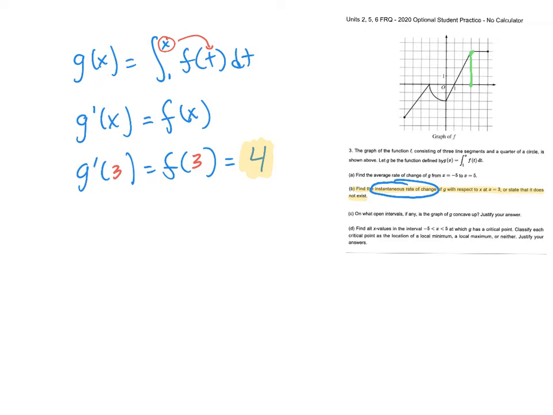If I'm taking the AP test, I would probably write that sentence out. But you don't need to sit here and watch me painstakingly write on this iPad. So the instantaneous rate of change for function g with respect to x at x equals 3 is 4. Okay, we'll attack letter C on the next slide.